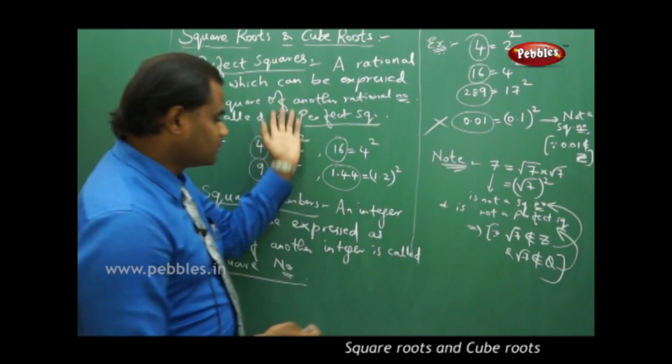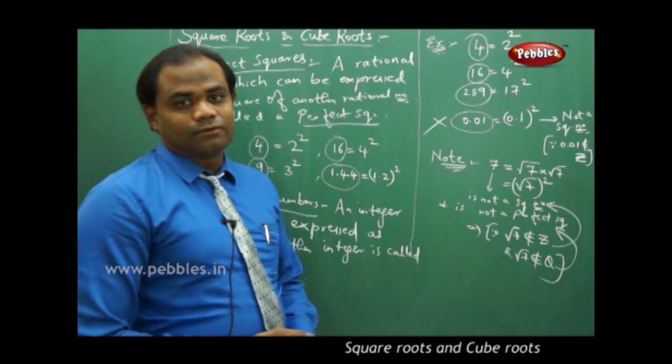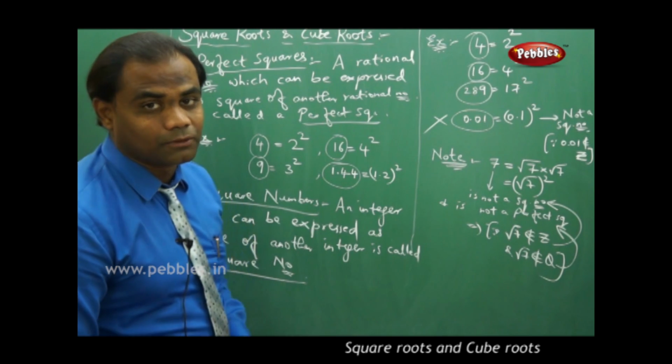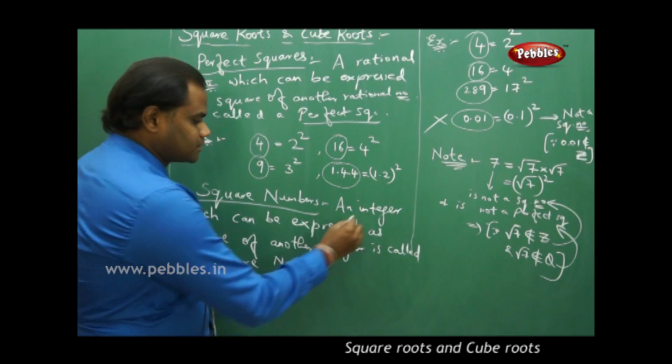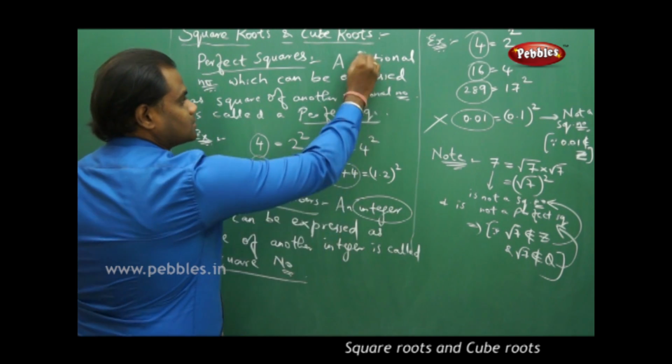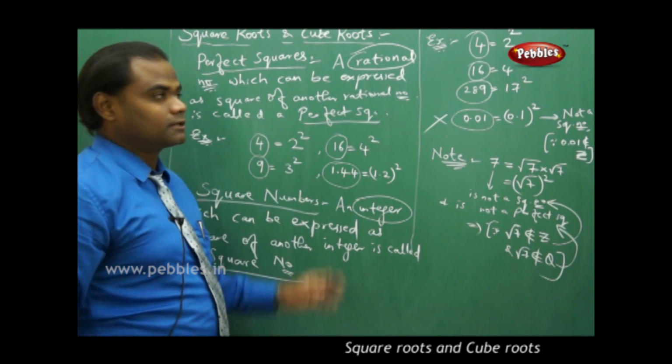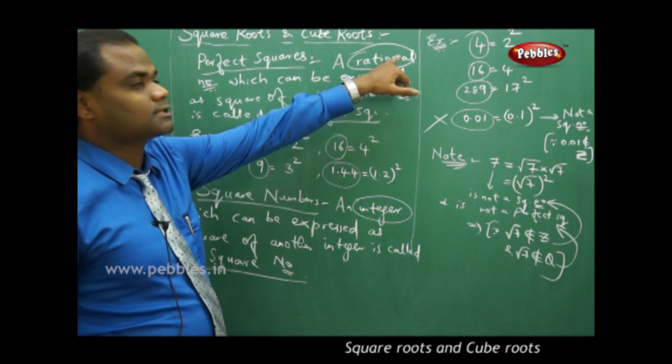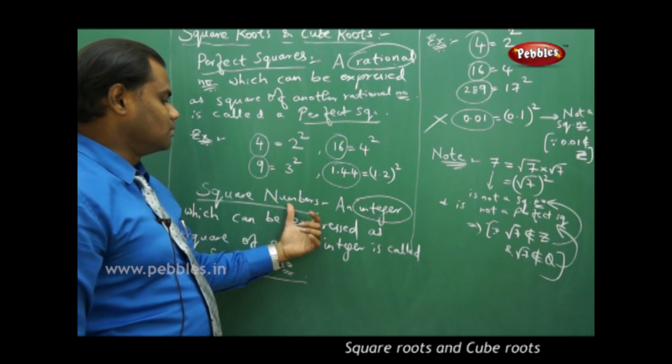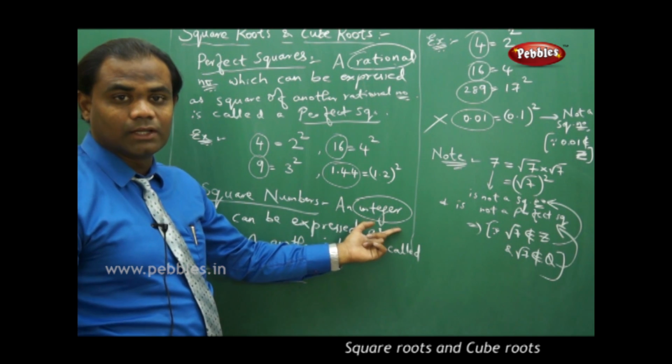Having seen the two basic definitions of square numbers and perfect squares, we should be able to differentiate the main difference between them. For perfect squares, the numbers considered must be rational, and for square numbers, the numbers considered must be only integers.